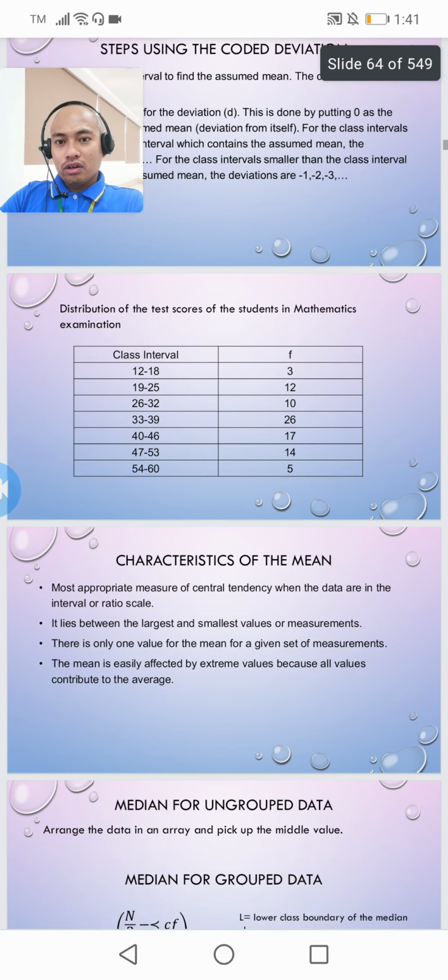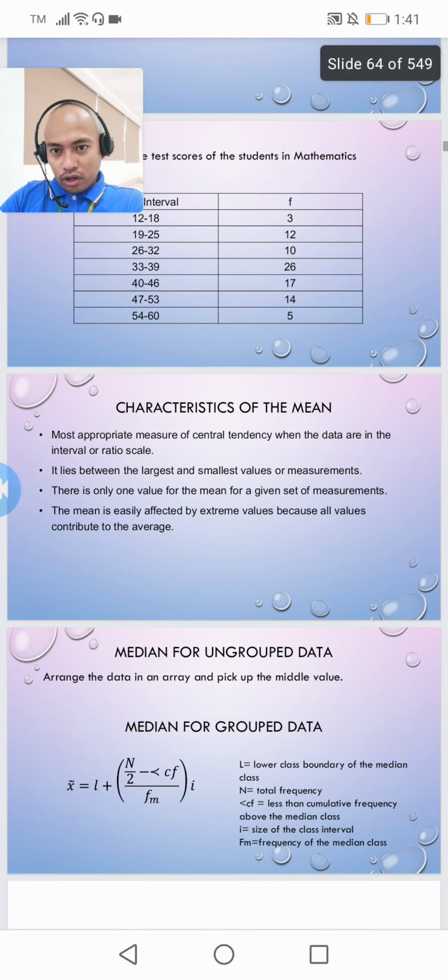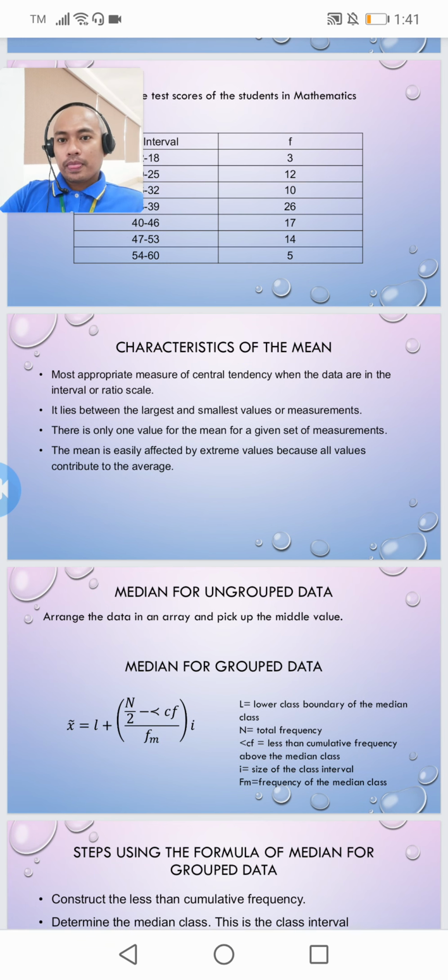Anyway, that is done, and we will also talk about the characteristics of the mean. So take note, guys, that if we are computing for the mean, we need to note the following. It is the most appropriate measure of central tendency, particularly for the interval scale and the ratio scale of measurement. It lies between the largest and smallest values of measurement. There is only one value for a given set of measurement. And lastly, the mean is easily affected by extreme values because all values contribute to the average.